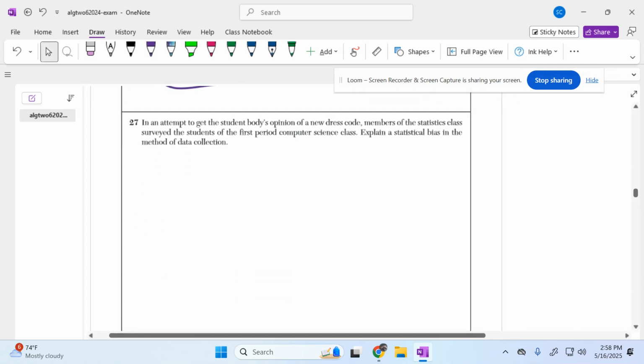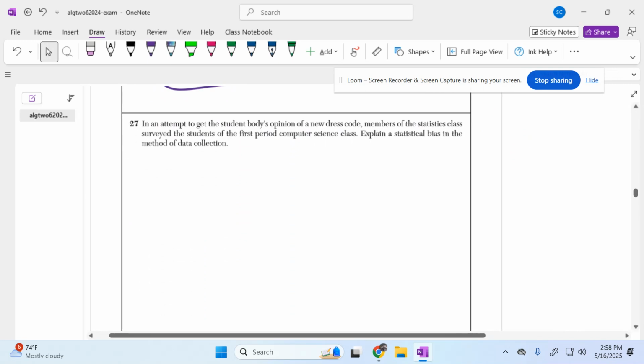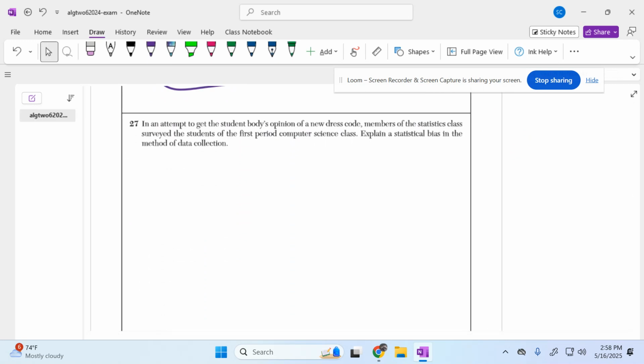Number 27. In an attempt to get the student body's opinion on a new dress code, members of the stats class surveyed students in the first period computer science class. Explain the statistical bias in the method of data collection. They only asked people that are in computer science, meaning this is not a representative sample of the population.